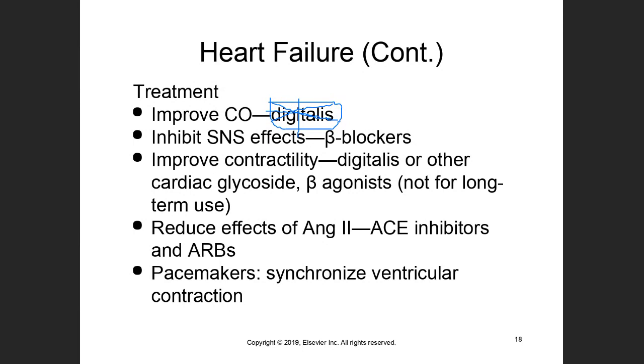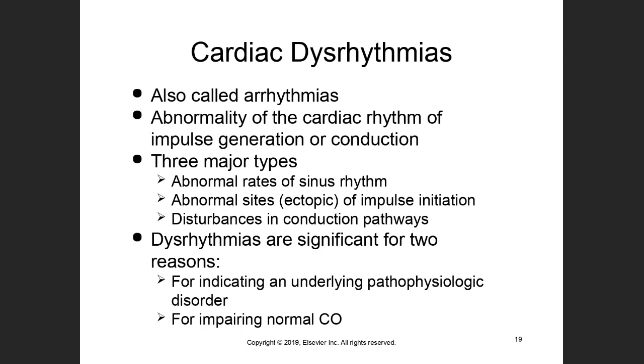Inhibit the CNS effect. Beta blocker, more than CNS effect, beta blocker also works in the RAS, because the juxtaglomerular cells and macula densa have beta receptors, and that's why we use beta blockers. Also, we have ACE inhibitors, ARBs, and pacemaker. If you have a condition that needs a pacemaker, you put the pacemaker in the patient.